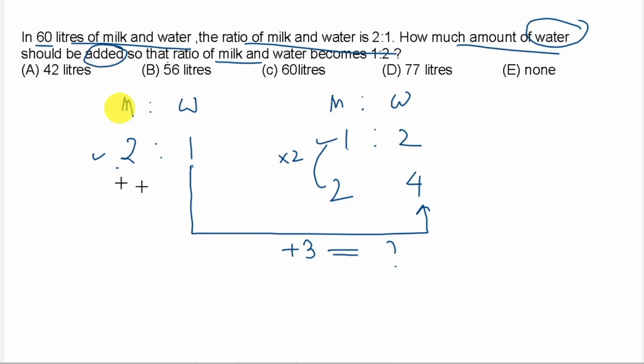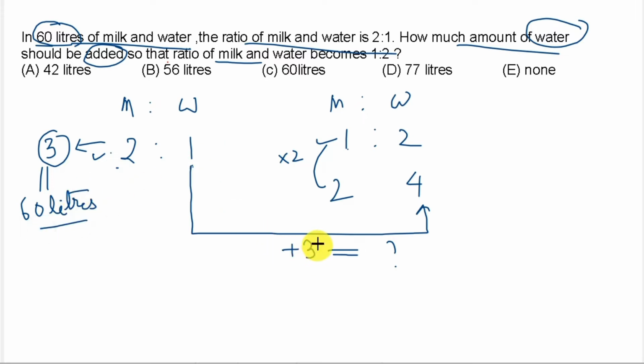Now in this question, look here, what is the total amount? 60 liters. And what is the total in the ratio? 2 plus 1 is 3, right? And this 3 is equivalent to 60 liters. Again, we have to find the value of 3. So the answer is going to be 60 liters. So this is our answer to this question.